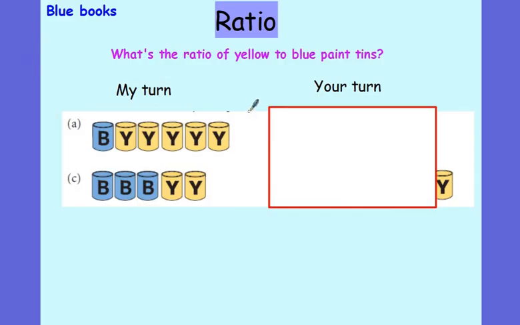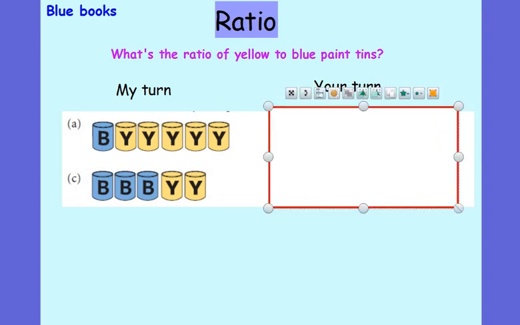Back to our dark blue books. I'm going to go through an example and then you're going to do an example. This time I've been asked what's the ratio of yellow to blue paint tins. So my first number this time is my yellow. So for A, the ratio is going to be 1, 2, 3, 4, 5 yellows. And for every 5 yellows, I've got 1 blue paint can.